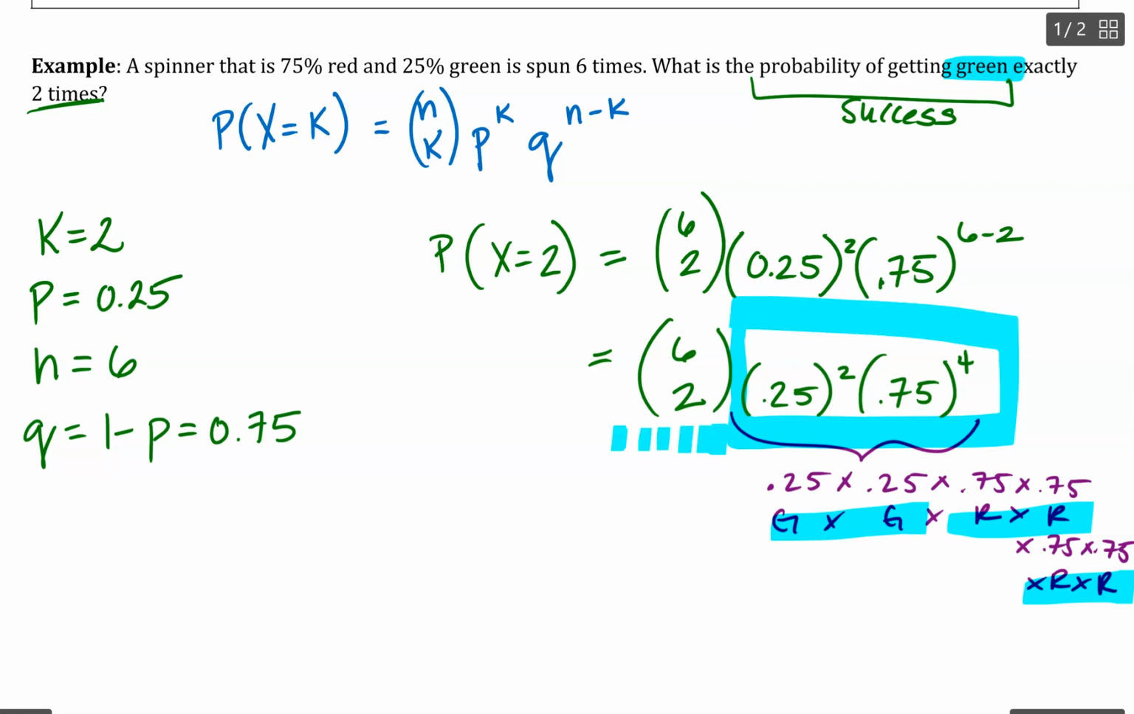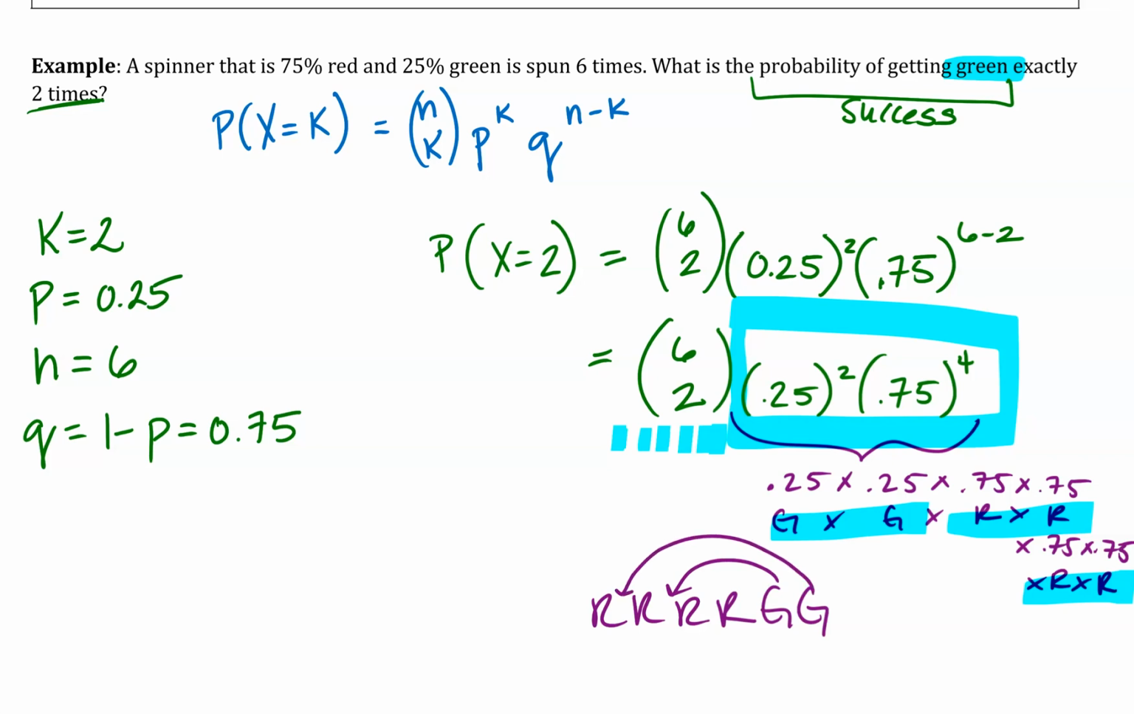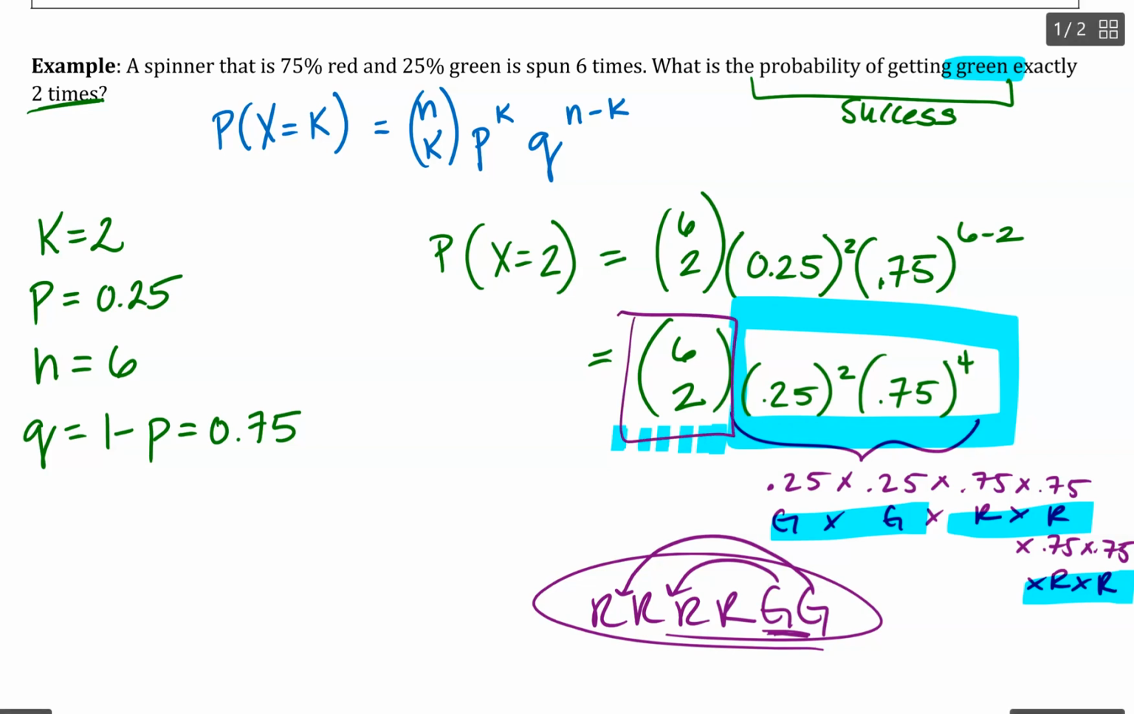So what about this part of the formula? Well, do you see how I wrote down green, green, red, red, red, red? Well, did it say that we had to spin the 2 green ones first? No. What if we spun the 2 green ones last? Okay, so there's another way we could do that. But you know, green could be here and green could be here. So how many ways can we arrange 2 greens among 6 different placements? 6 choose 2. And that's where that comes from.